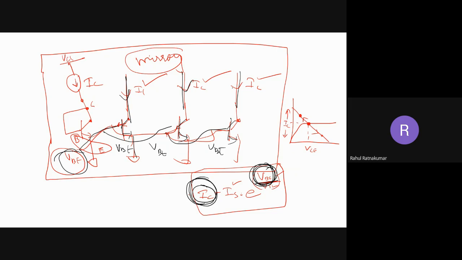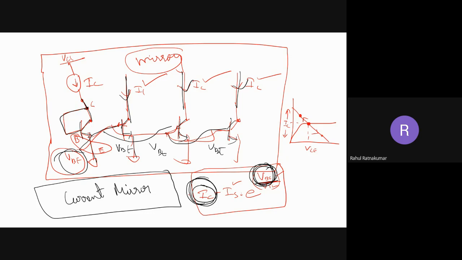IC here, IC is also fixed. So this is called current mirror. I'm mirroring the current in different branches of the circuit, or different branches of the IC, or different transistor circuits. So this is called current mirror. Right? So for a current mirror, I need a diode follower. What is a diode follower? I have a transistor like this, where base and collector are shorted.